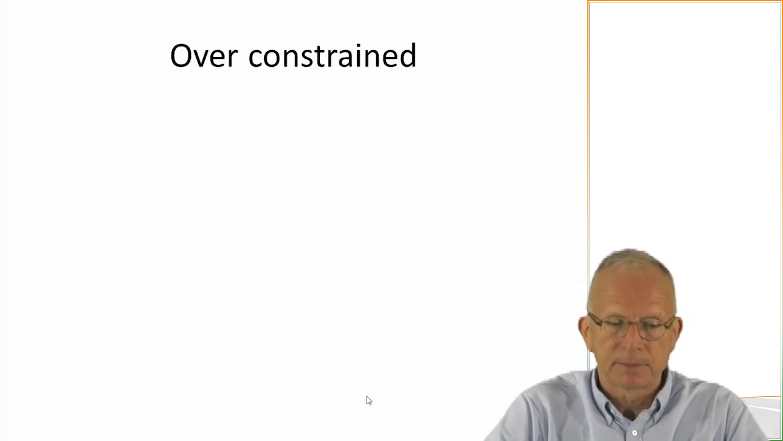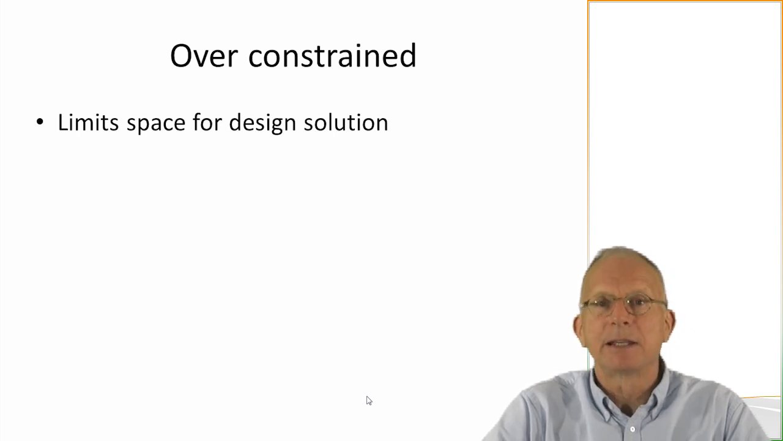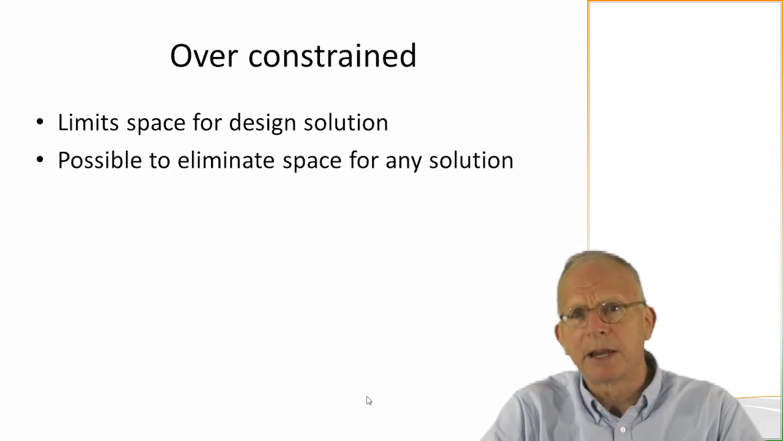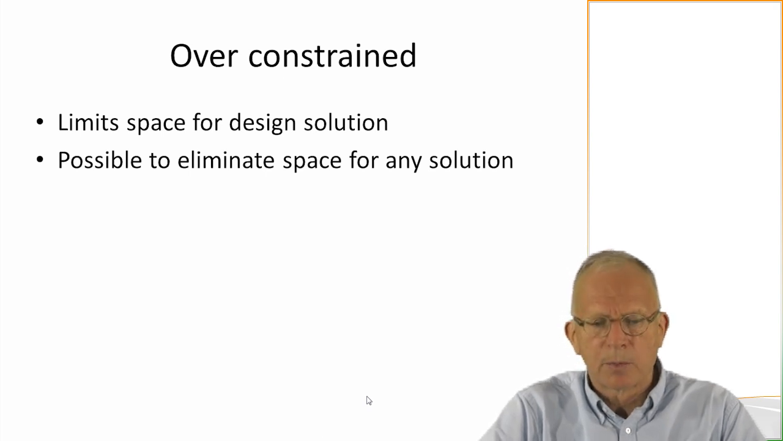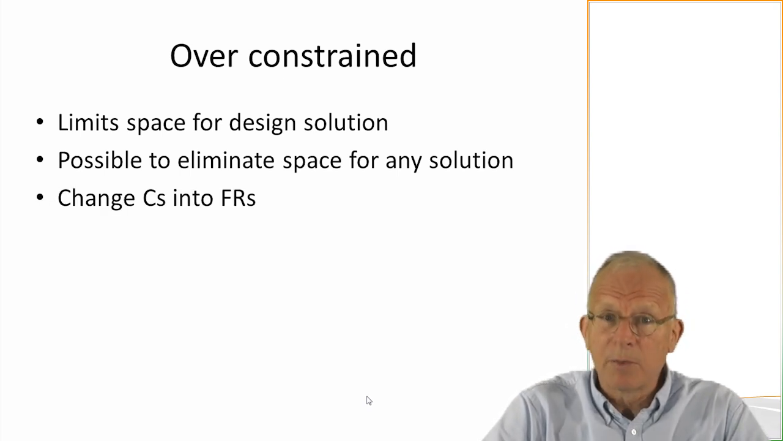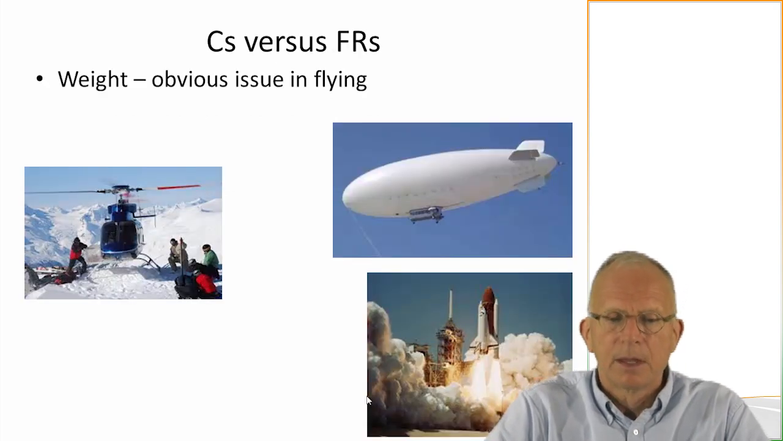Now we have to be careful about over-constrained problems, because the constraints limit the design space in which we're able to operate. So it's possible to define constraints so that we eliminate the space for any reasonable solution. Then we might need to see if we can change constraints into FRs somehow. So let's take a look at weight. This is an obvious issue in flying things.